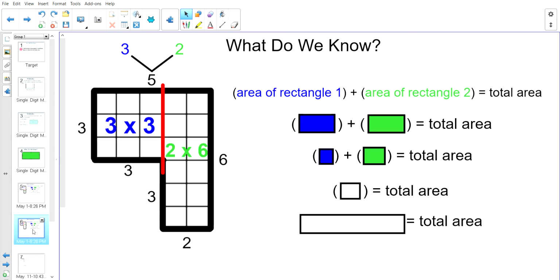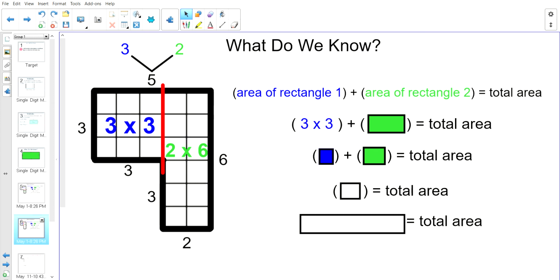Here's that same rectilinear figure, but you can see here I've decomposed the figure differently. Now I have one rectangle that's a 3 by 3 and another rectangle that's a 2 by 6. Let's look at how we could represent this mathematically using equations to find the total area. What size is rectangle 1, the rectangle with blue writing? I agree, that rectangle is a 3 by 3.